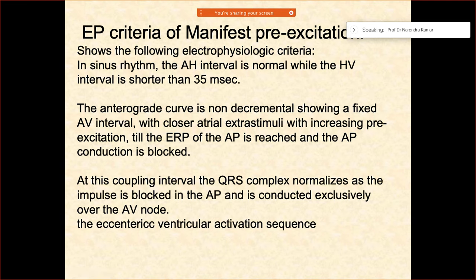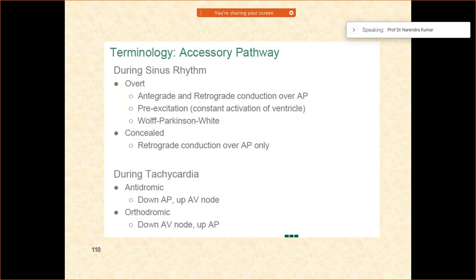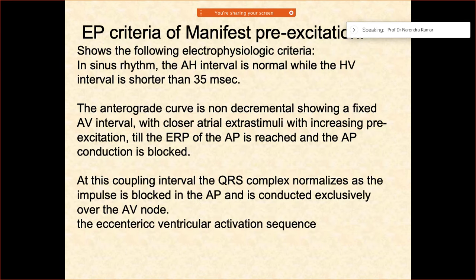So the EP criteria. After knowing the basics, whenever there is a delta wave which you already see, if you do the measurements, the AH interval is going to be normal. However, the HV interval is going to be shorter than 35 milliseconds. Similarly, the anterograde curve is non-decremental.